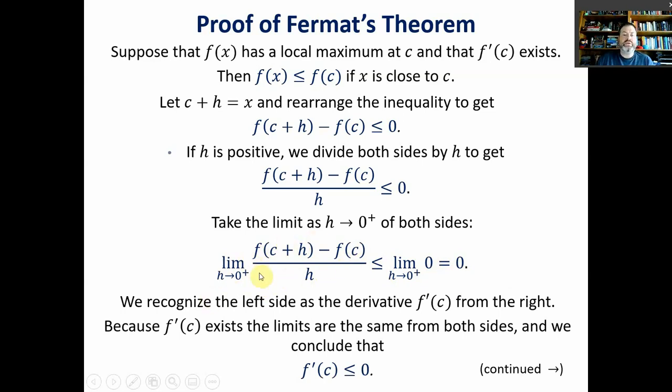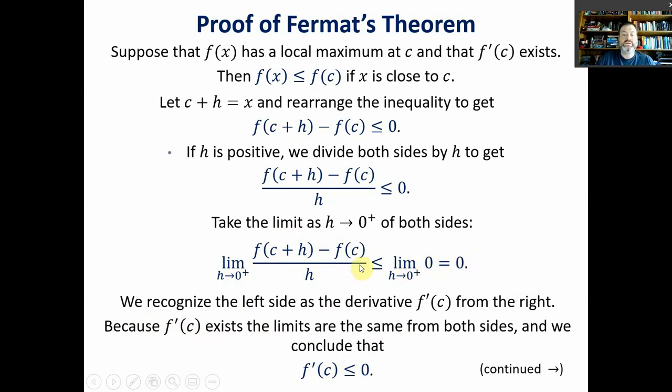This left side is the derivative f prime of c from the right. The key to this is that because the derivative is a limit, the limits from the right and the left are the same, even if h is negative. Because the derivative exists, the limits are the same from both sides, so whether we come in from the right or the left, it doesn't make any difference. Those limits are equal. So this is just the derivative, and that equals this.